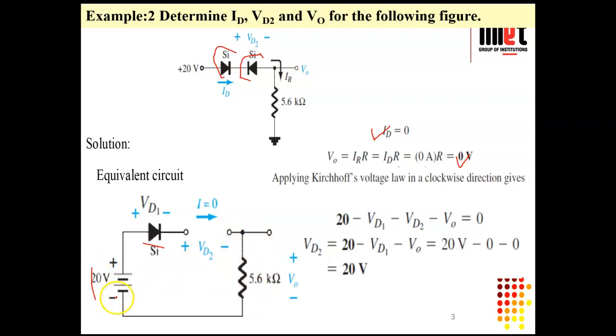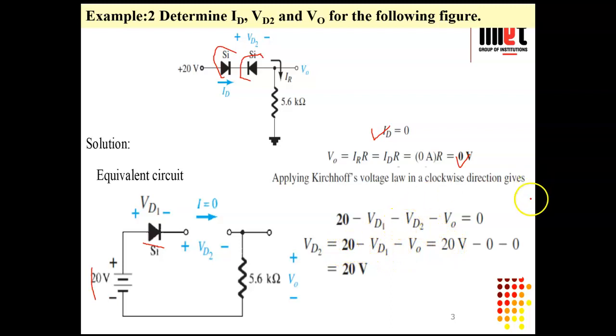In KVL, first the sign of the voltage will be replaced with the opposite. Means if we pass through the negative terminal, we write positive, and when we pass through the positive terminal, we write negative. So plus 20, because minus 20 is there, so plus 20 minus VD1 minus VD2 minus V naught equals 0, because the total algebraic sum of voltages equals 0 according to Kirchhoff's voltage law.